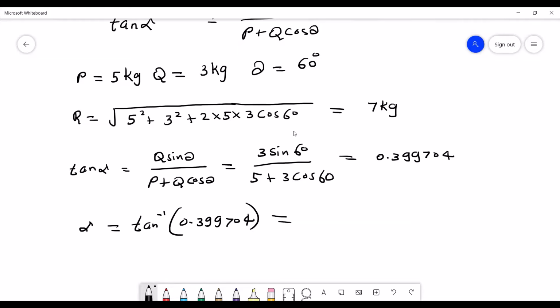Then we will get 21.7867. You have to convert this into degrees in the calculator itself, and then you will get it in terms of degree and minute. So it is going to come as 21 degree and 47 minute.